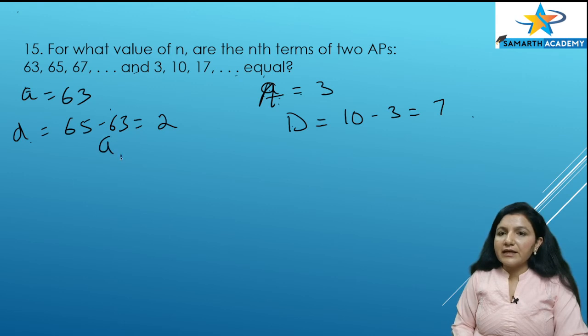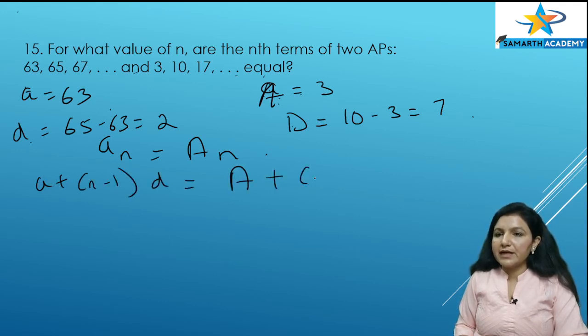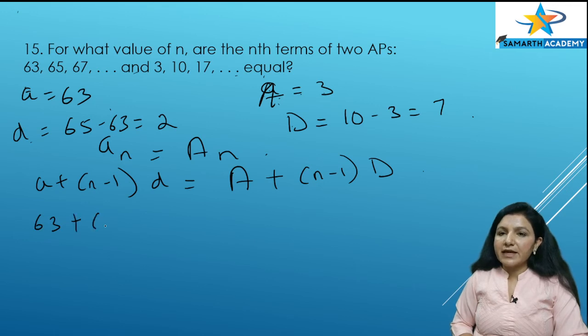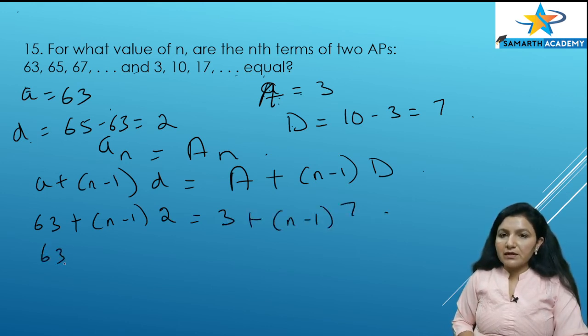The nth term An is equal to the nth term of this. So A plus n minus 1 into D is equal to A plus n minus 1 into D. We'll substitute the values and solve for n. 63 plus n minus 1 into D, what is D? 2, equal to 3 plus n minus 1 into 7. So simple calculation, 63 plus 2n minus 2 is equal to 3 plus 7n minus 7.